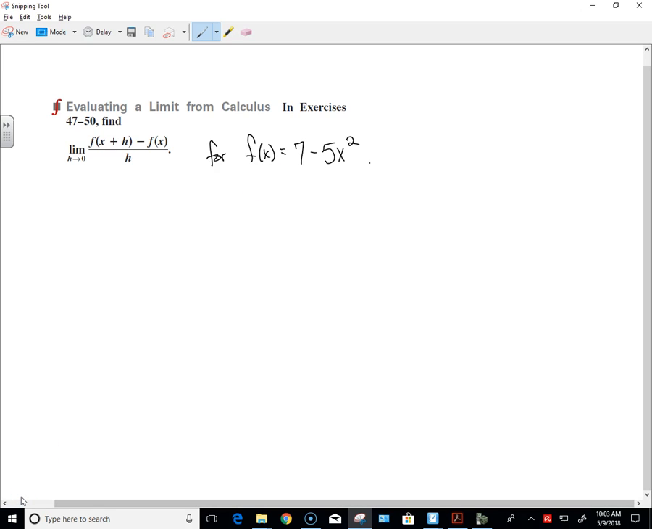Ready? Final answer, negative 10x. Yes? Go team! How much work did you take to do it? A lot more than that. How much work did I take to do it? Taking longer than it should, but that's okay. If you're bored, go back to numbers 47 through 50 and see if that little trick could work for anything else.